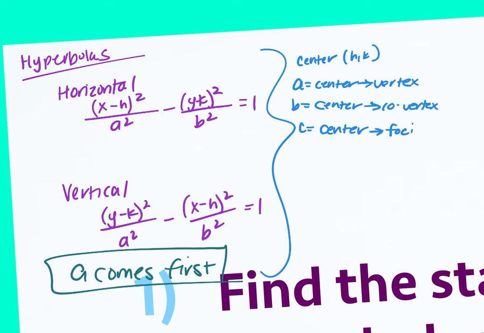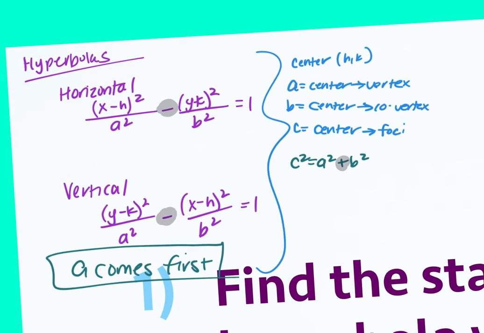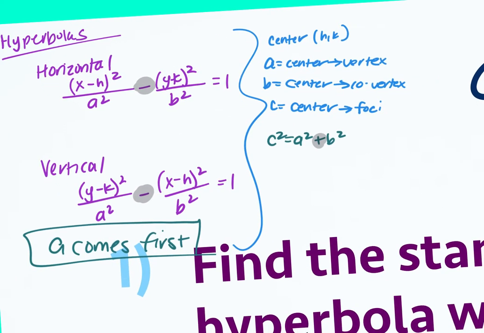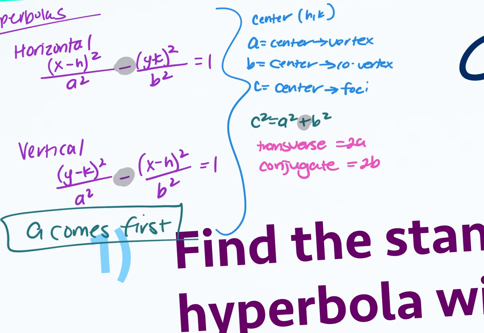Another major difference between hyperbolas and ellipses is that c squared equals a squared plus b squared. For hyperbolas, remember it's the opposite sign than your standard equation. This time we call it a transverse axis, which is the same thing as the major axis, that's 2a, and a conjugate axis, which is the same thing as a minor axis, and that's 2b. And then this is the first time asymptotes get brought in.